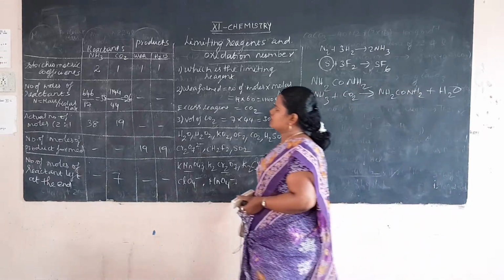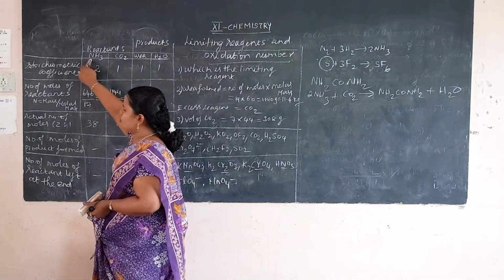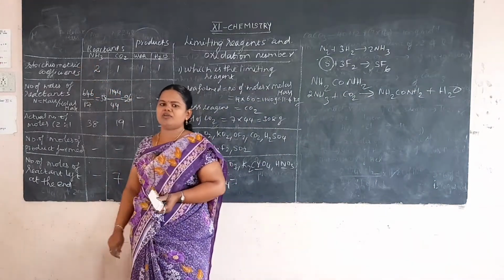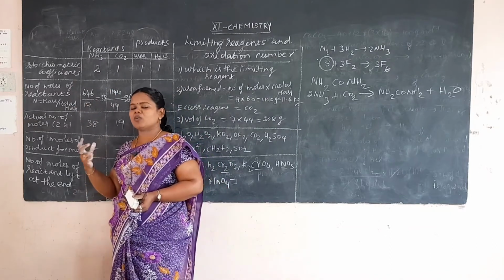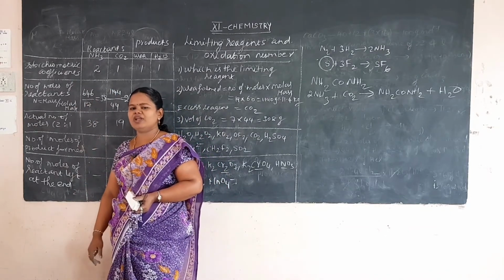Okay, here you listen, what have we said? 2 moles of ammonia, right? So what is the stoichiometric coefficient? How many moles are involved in the chemical equation.